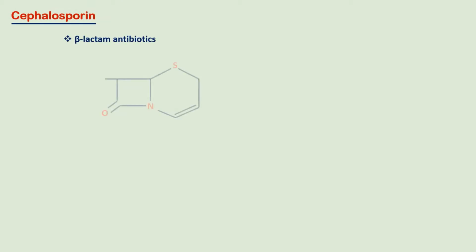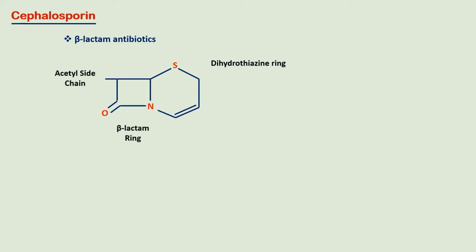In today's lecture, we will discuss cephalosporins. So let's get started. Cephalosporins are beta-lactam antibiotics. They have a beta-lactam ring, dihydrothiazine ring and an acetyl side chain. They are of fungal origin. Later on, semi-synthetic and synthetic forms were developed.